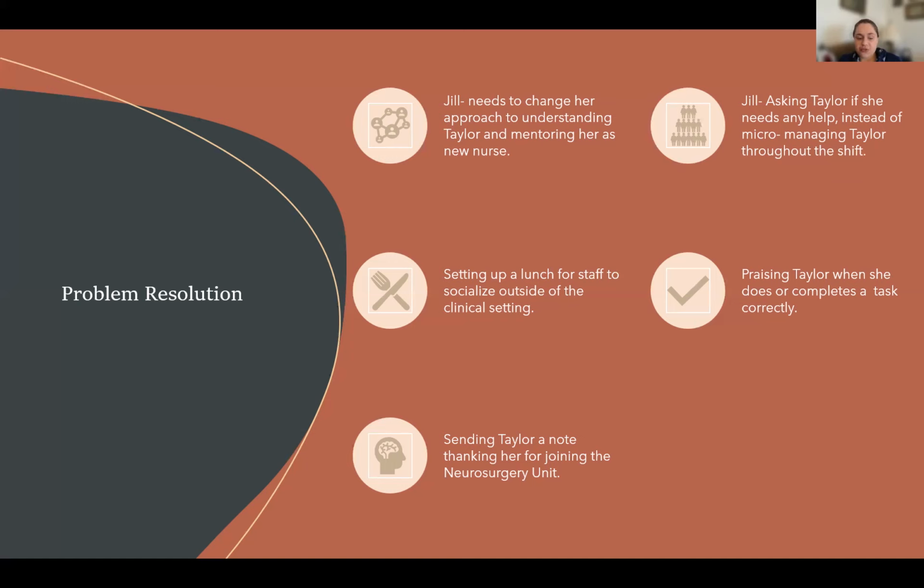Broom and Marshall, 2021. By Jill investing in Taylor, we're encouraging her to become a team player, increase her autonomy, and in return, Taylor will be a supportive peer to Jill. Broom and Marshall, 2021.